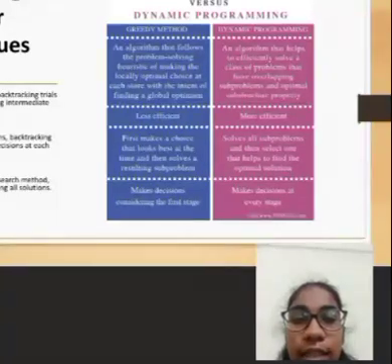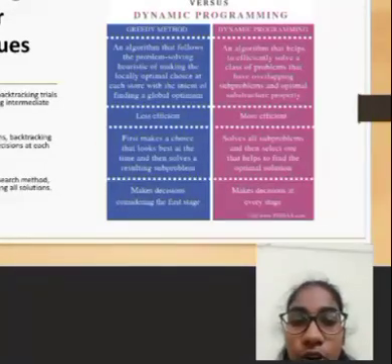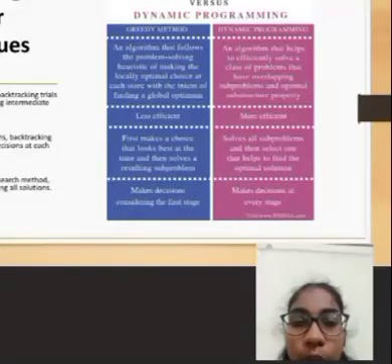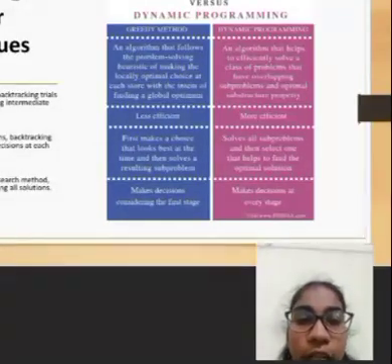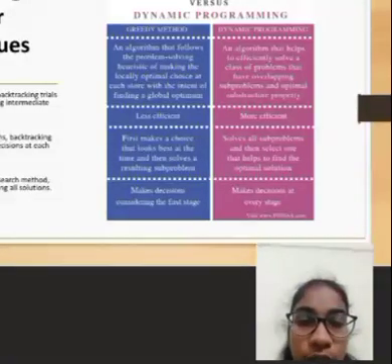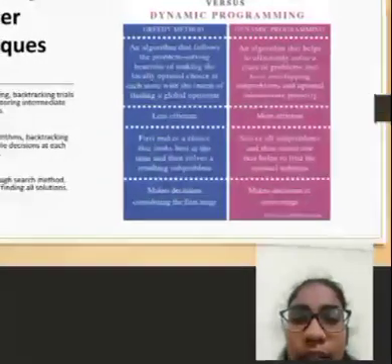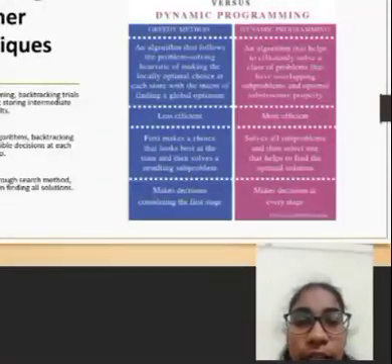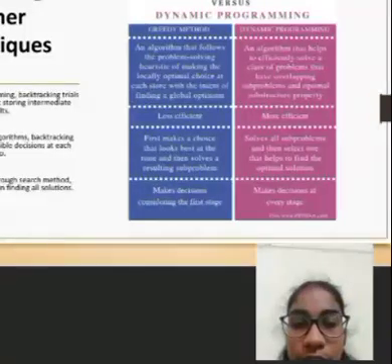Greedy methods versus dynamic programming. Greedy method: an algorithm that follows the problem-solving approach of making the locally optimal choice at each stage, hoping to find a global optimum. Dynamic programming: an algorithm that helps to efficiently solve the class of problems that have overlapping subproblems and optimal substructure properties. Greedy is less efficient, and dynamic programming is more efficient.